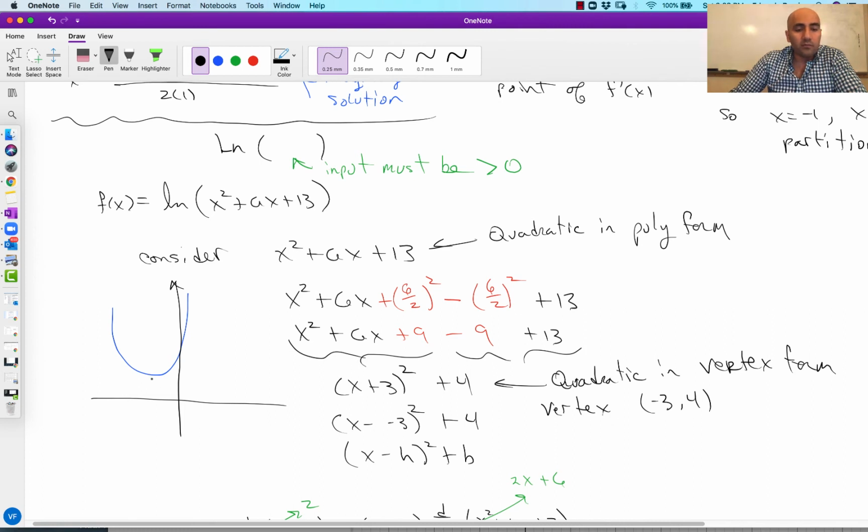What's important? I don't really need all that detail. If I really wanted to, I could look for this point. Well, we've established this point. This point is the vertex at -3, 4. It's right there.